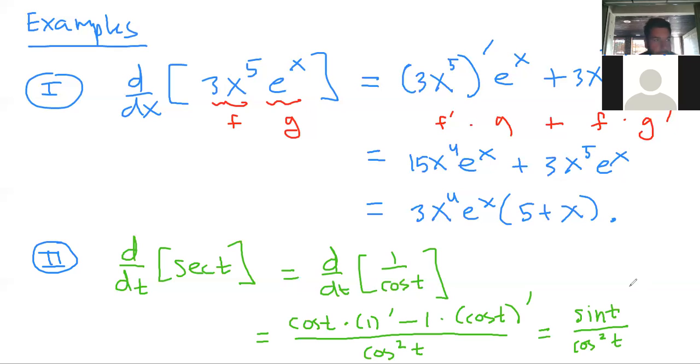So what happened to the minus sign? Well, what you might remember is that the derivative of cosine is negative sine. So you're left with negative sine times negative 1, so that gives you positive sine. And then that's over cosine squared.